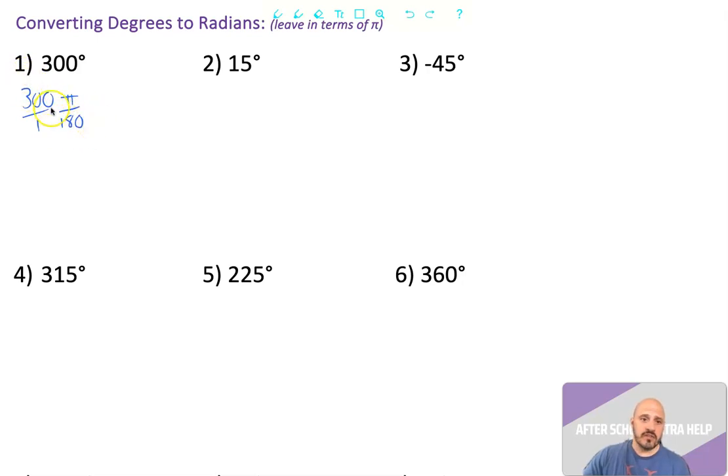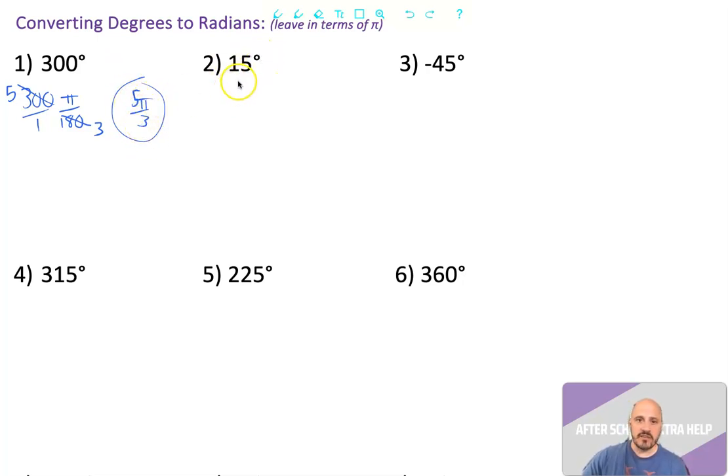It's good to know what's the greatest factor that goes into 180 and 360. Well, if I've gotten comfortable with the multiples of 60 that I mentioned before, I know that 60 goes into 180 3 times, and 60 goes into 300 5 times. And you could ignore the 0 and say 18 and 30: 6 goes into 18 3 times, and 6 goes into 30 5 times. That might be a little easier. But anyways, let's multiply across: 5 pi in my numerator and 3 in my denominator. So 300 degrees is equal to 5 pi over 3 radians.